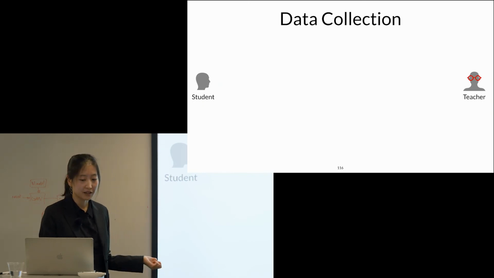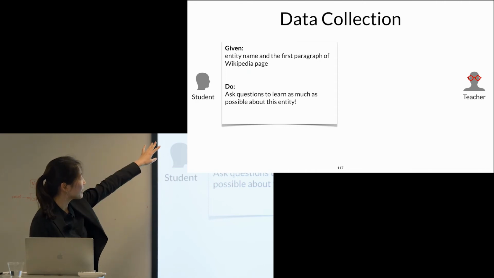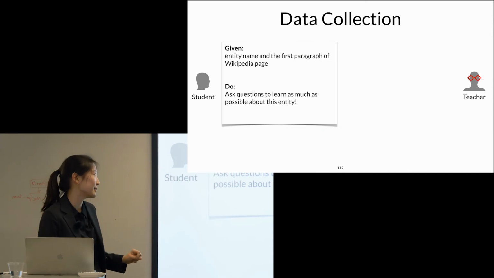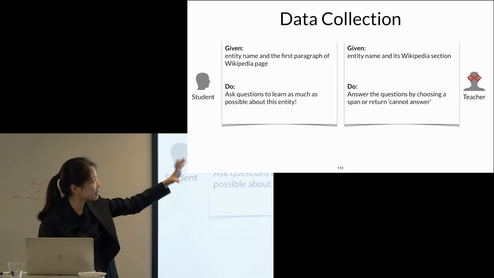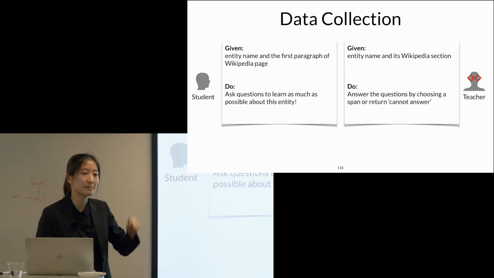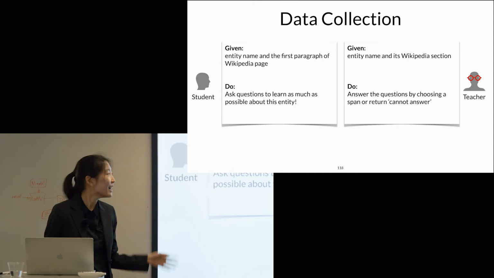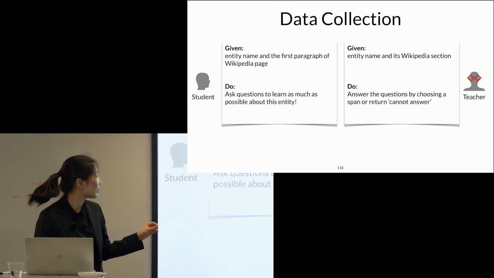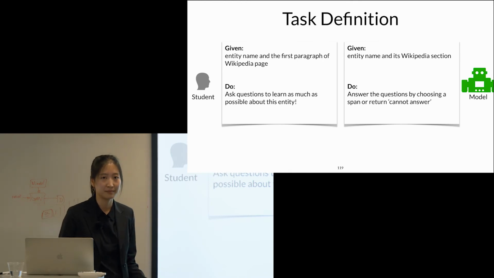So again, we went to Mechanical Turk and paired up two workers, one as a student and the other as a teacher. The job of the student is pretty simple. It has the name of an entity and a brief introduction about it, and tries to learn as much as possible about this particular entity. The teacher is given a document and the entity name and tries to answer the student's question by choosing a span, or saying no answer if the answer is not in the original document. After we collect this data, what we actually want is to replace the teacher with a model, so that you ask a question and it gives you the answer that you want.